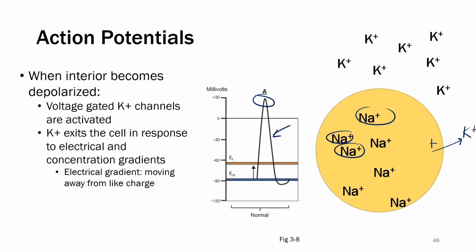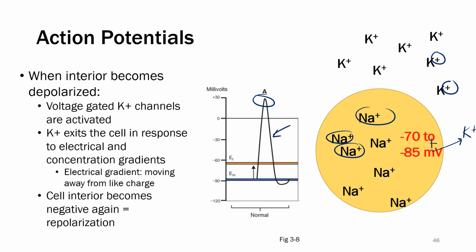As the potassium leaves, it's taking its positive charges with it, and the inside becomes more negative then. So the cell interior becomes more negative again. That's called repolarization. So you can see that we started here at -90. As sodium came in, it brought its positive charges with it, and it got more positive. Then as potassium goes out, it took its positive charges out and it got more negative. So we repolarized.